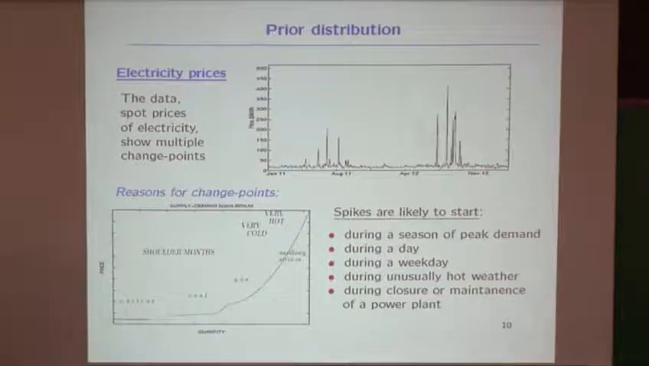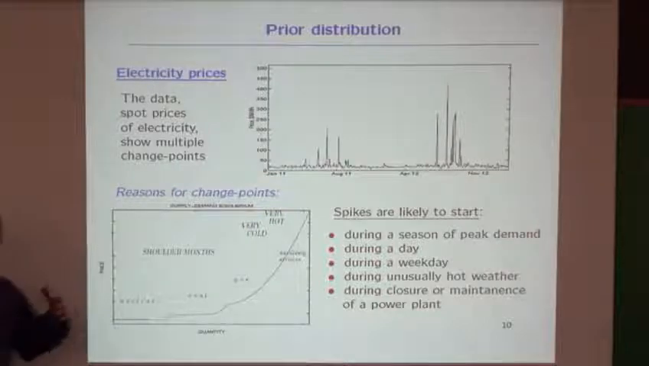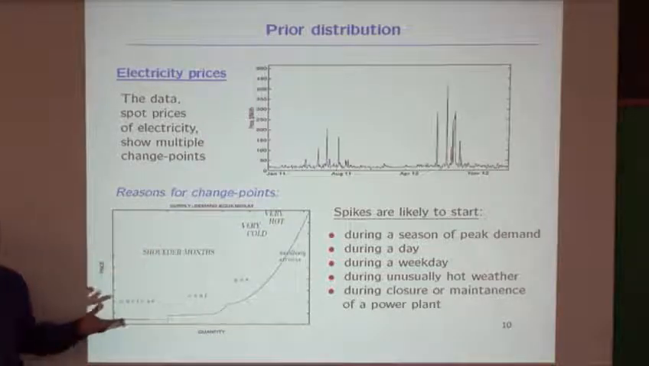Well, prior distribution, some motivation. Regarding electricity prices, we know the changes do not occur for no reason out of the blue. There is a reason for most of the change points. They occur at random times, but they are dictated by supply and demand equilibrium.